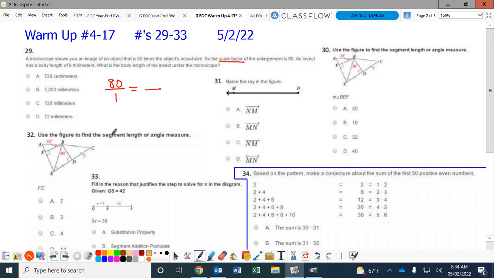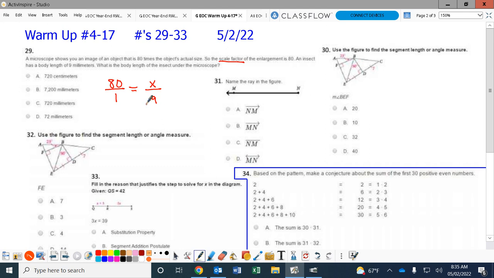It says an insect has a body length of 9 millimeters. What's the length under the microscope? Guys, is it going to get bigger under the microscope or smaller? Bigger. When you look through a microscope at something really small, it makes it bigger. So the bigger one is what's under the microscope, and we don't know that. The real life one, the smaller one, is going to be 9 millimeters.